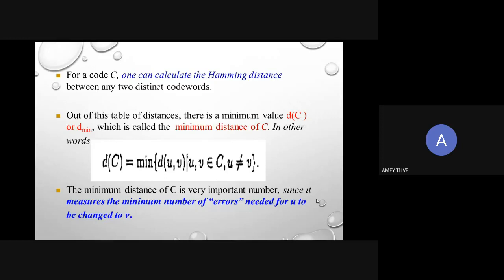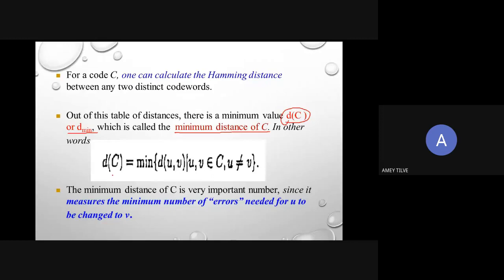Out of these distances, there is something called the minimum Hamming distance, or the minimum distance of C. You have already learned about Hamming distance. Now we can also find the minimum distance of C, which can be written as d of C. Differentiate between a Hamming distance and the minimum distance of C, which is called d min.